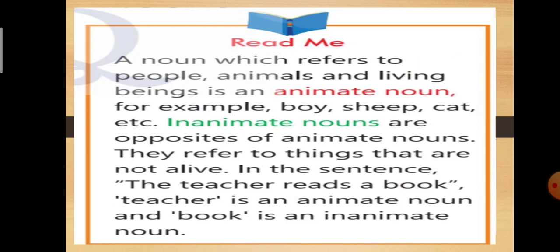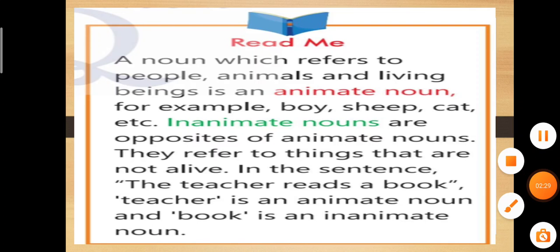So what are the examples? Think in your mind. Man. Okay, man is the example. Then girl, Ali, Sarah. So in animals, sheep, cat, dog, deer, lion. So these all are animate nouns. Okay, hopefully you have understood this.